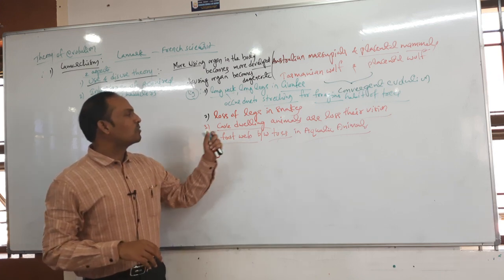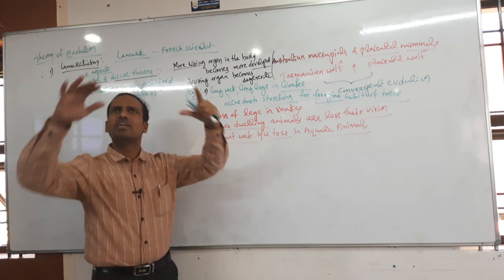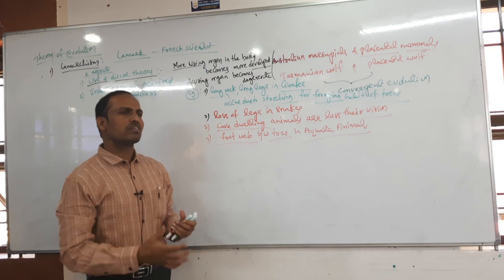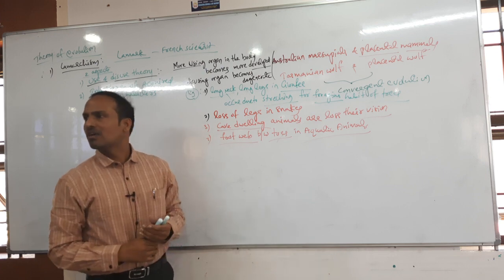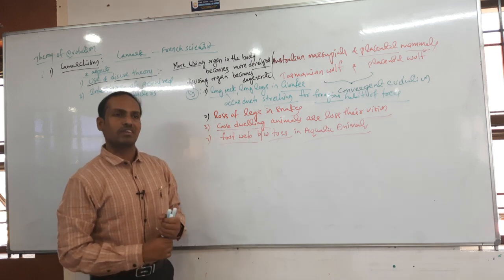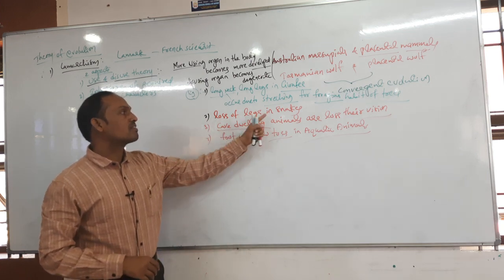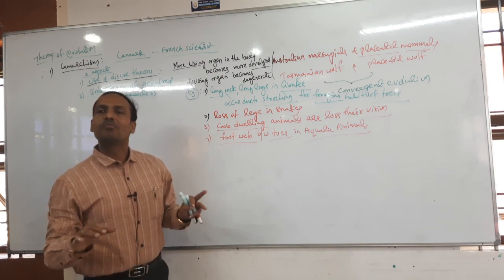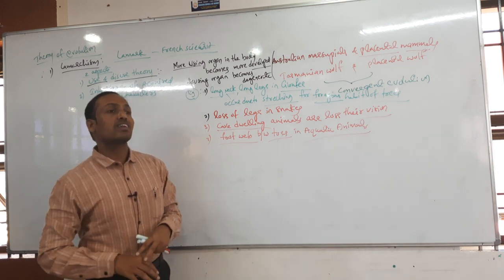So that is about even cave dwelling animals, which are living in that one dark region. In a dark region, is there any necessity of vision? There is no necessity of eyes. That's why eyes are there, but they lost their vision capacity. Like this one, loss of legs in snakes. Long back, snakes were having legs.